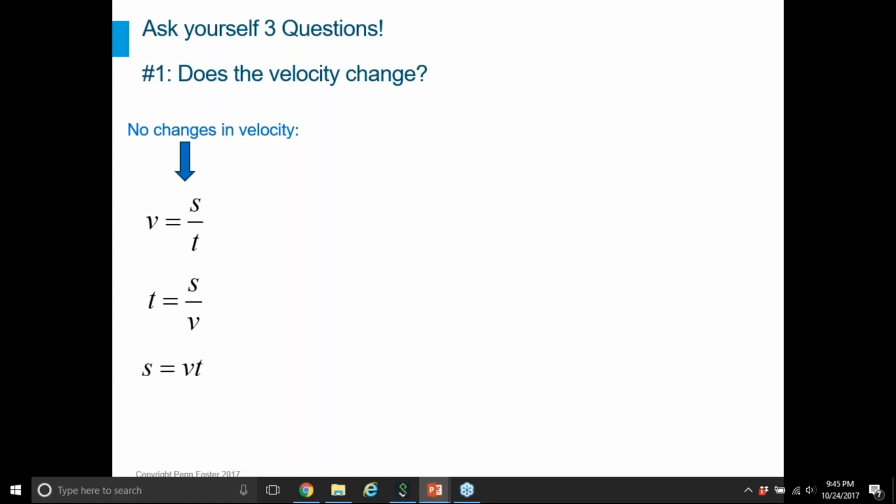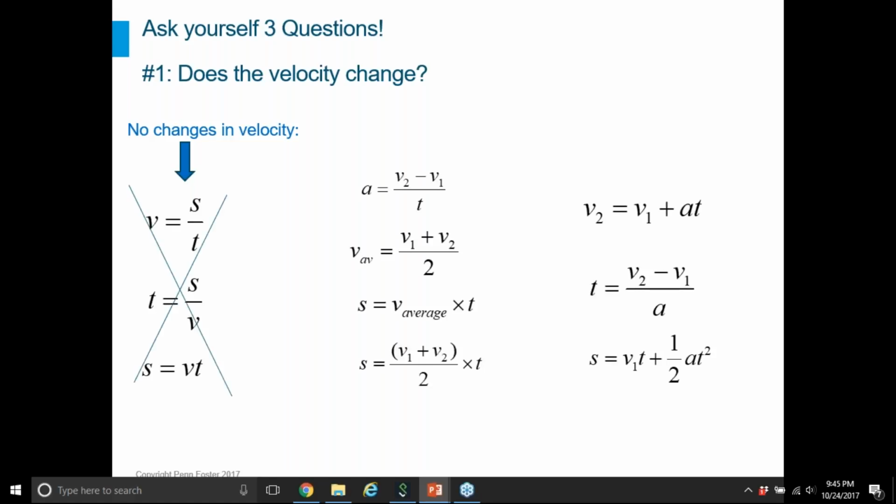However, a lot of them in this class are going to be a little more complicated. So if we talk about one where the velocity does change, then you can't use these. That means you're stuck figuring out something from these two lists. This still looks like a lot of formulas, but that's all right. We're going to narrow it down with question 2. So we've established, okay, the velocity changes, so we're doing something over here.